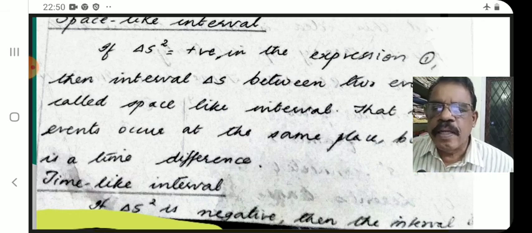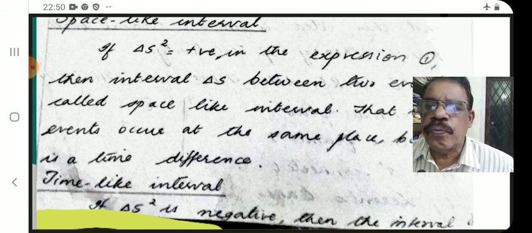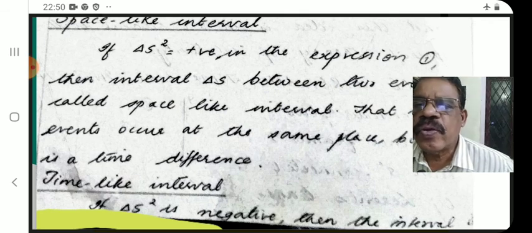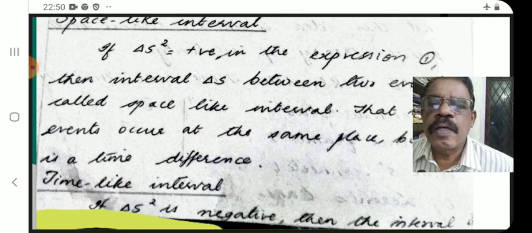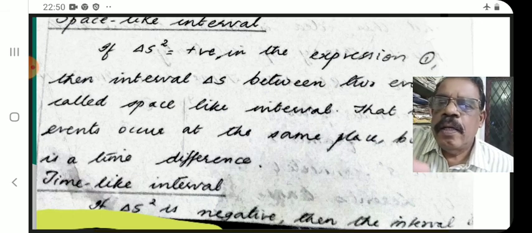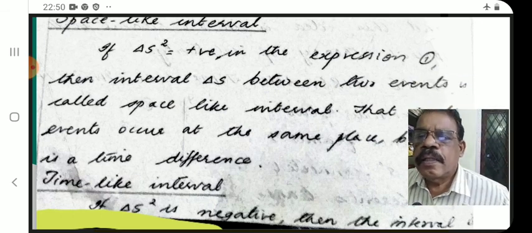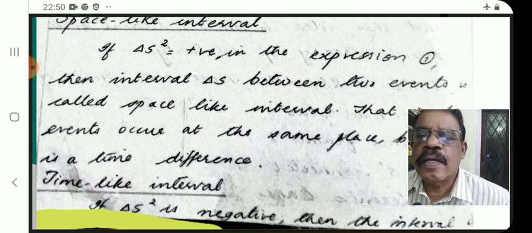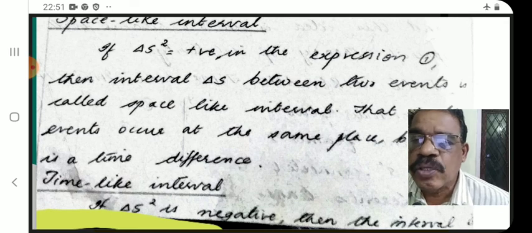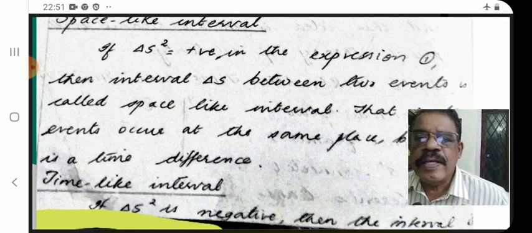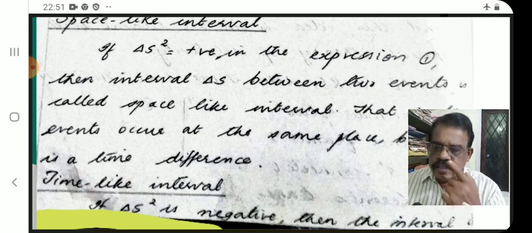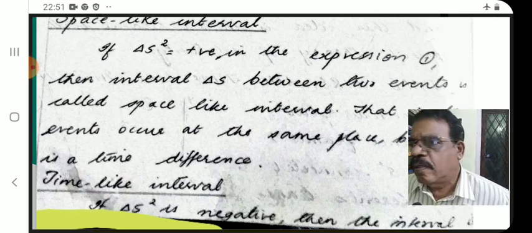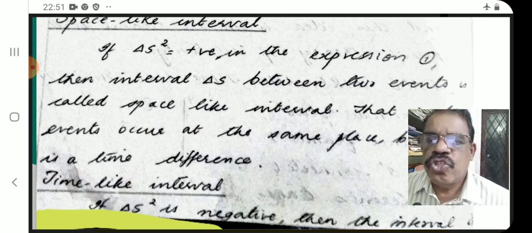If delta s square is positive, then the interval delta s between two events, note the interval delta s, not delta s square, is called space like. When delta s square is positive, the delta s is called a space like interval.